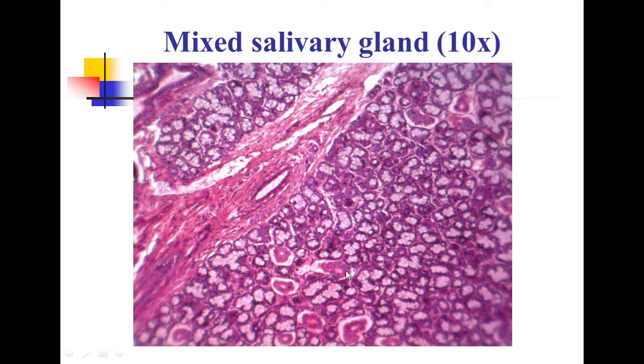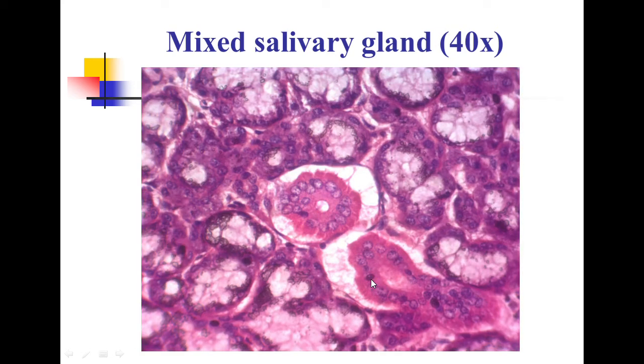So these are the striated ducts in the lobule, and this is the connective tissue septa. And in the connective tissue septa, you can see the interlobular duct. This is the interlobular duct. Okay, so in mixed salivary gland, you can see both acini. That means the darkly stained acini are the serous acini, and the lightly stained acini are the mucus acini, and these are the ducts.